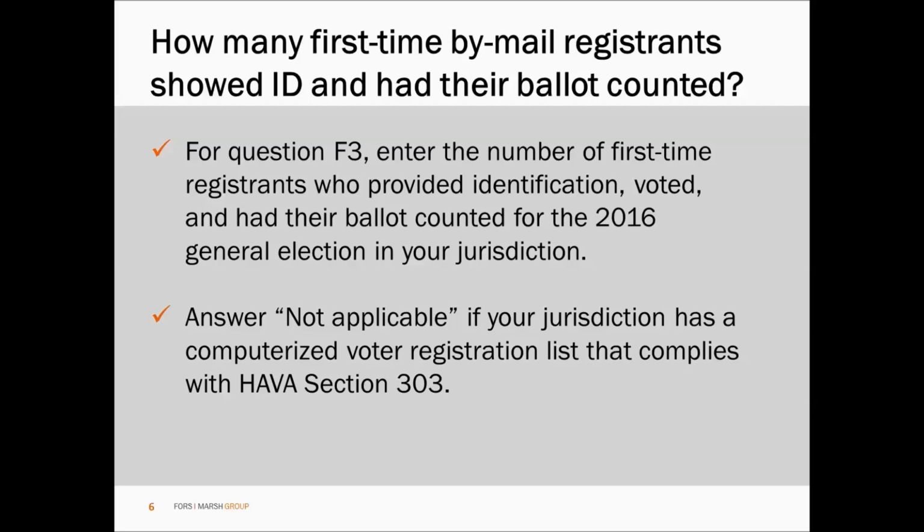So for this question, if an individual mailed in a copy of their driver's license and appropriate identification along with their registration, and then they voted, you would include them in this answer. You would also include an individual who registered by mail and did not submit any form of identification, but ultimately identified themselves with the appropriate identification at the polling place, cast a ballot, and voted. If your jurisdiction has a computerized voter registration list that complies with HAVA Section 303, you can answer not applicable to this question.